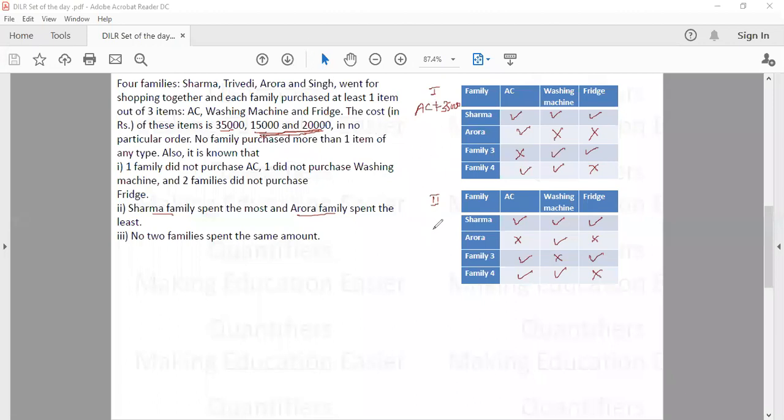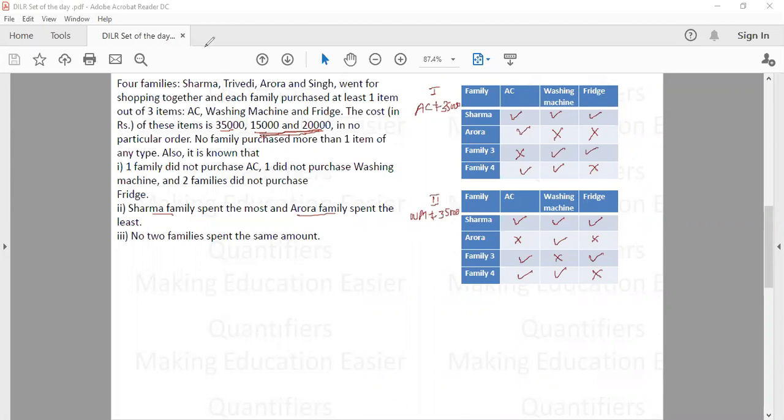Similarly, for the second case, since the Arora family is buying only the washing machine, the price of the washing machine cannot be 35,000, because with the same reasoning, family 3 is purchasing AC and fridge, whose cost will be 15,000 and 20,000 in any order, and their sum will again be 35,000. So in that case also, the Arora family and family 3 will be spending the same amount of money on the articles, so that cannot be the case. That means in the first case, AC cannot be 35,000. In the second case, the washing machine cannot be 35,000. These are the two cases possible.